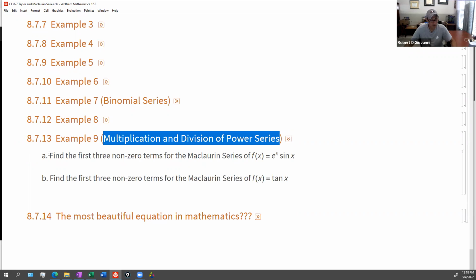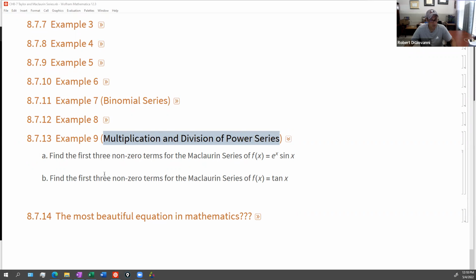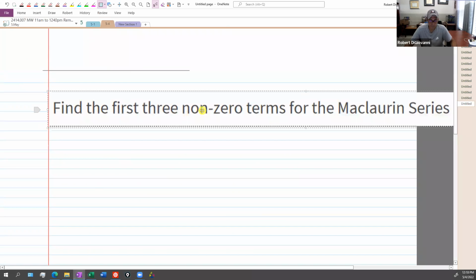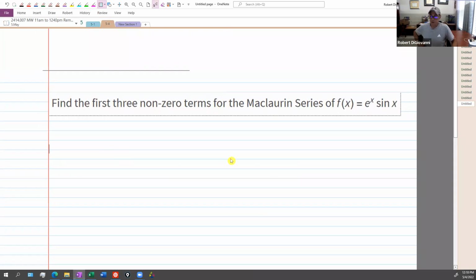So we're going to do this first one here. We're going to find the first 3 non-zero terms of this Maclaurin series. Okay, so I'm going to try this. Here we go. I'm going to try and find the first 3 non-zero terms of this: e to the x times sine x.